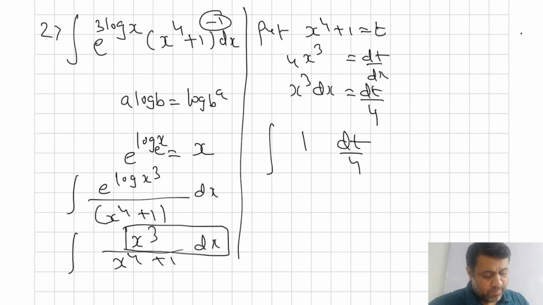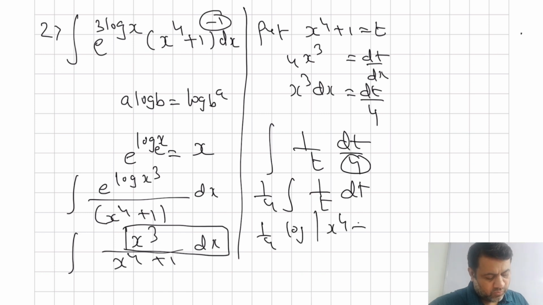So I just get 1 by t dt by 4. So 1 by 4 being constant, we just keep outside. Integration of 1 by t, you know, is log mod t, right? So I just get 1 by 4 log mod x power 4 plus 1 plus c, and that's my answer.